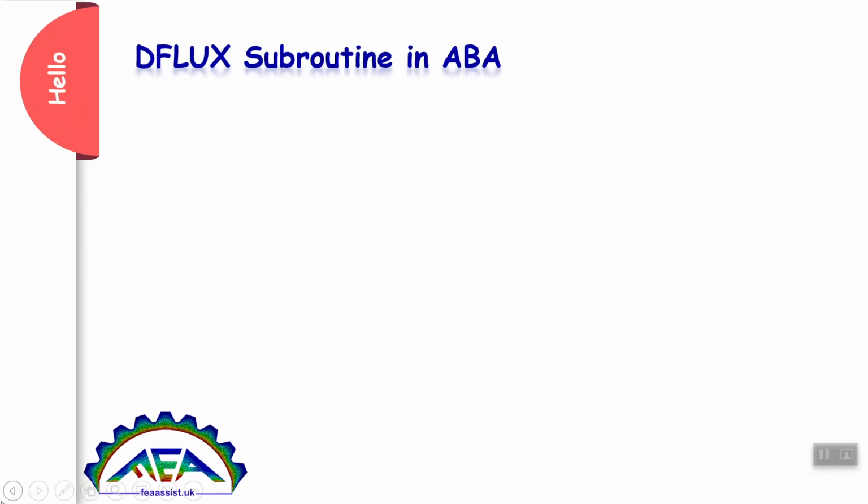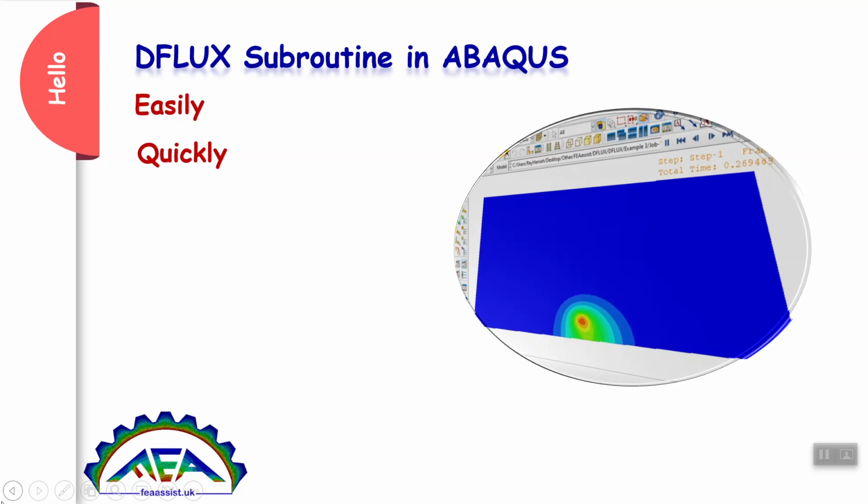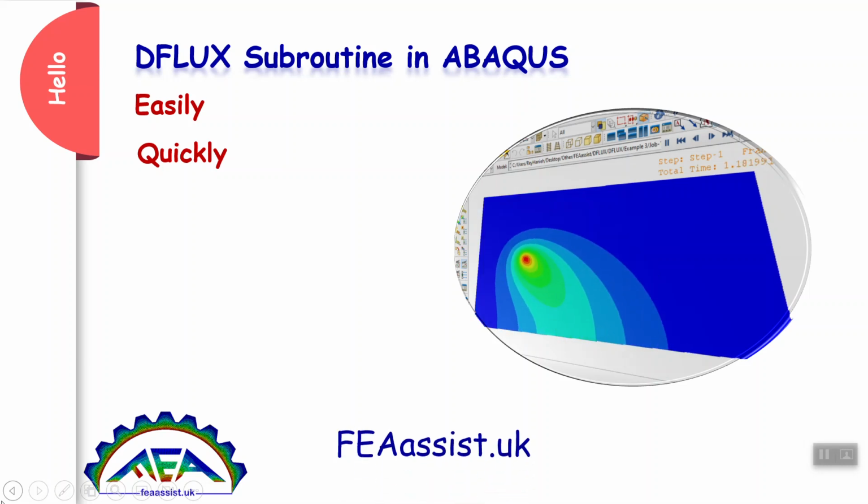Hello, you want to learn the DFLUX subroutine in Abaqus easily and quickly. Indeed, DFLUX is a subroutine to define heat flux in heat transfer problems and mass flux in mass diffusion problems. In other words, if you want to have a movable heat source like a laser, or a movable object in your problems like carbon atom diffusion, you need to define a DFLUX subroutine. Stay with us.